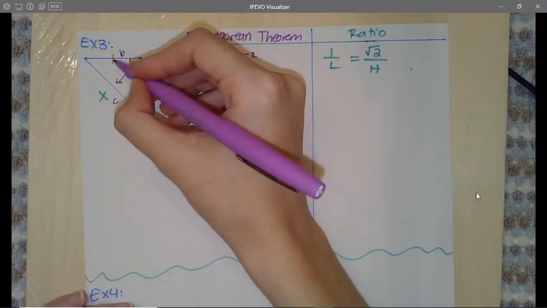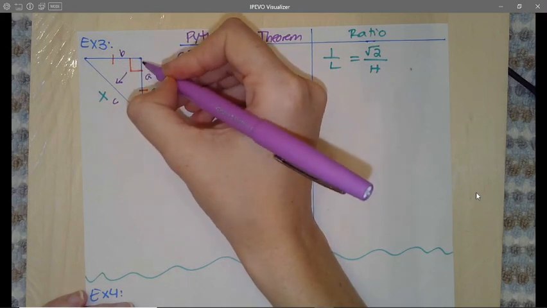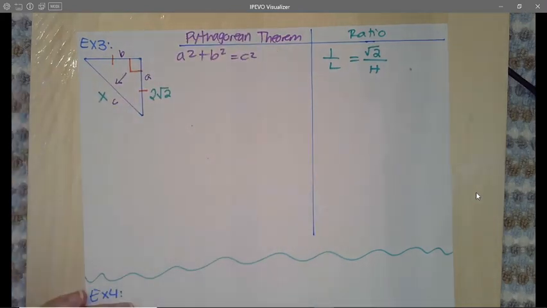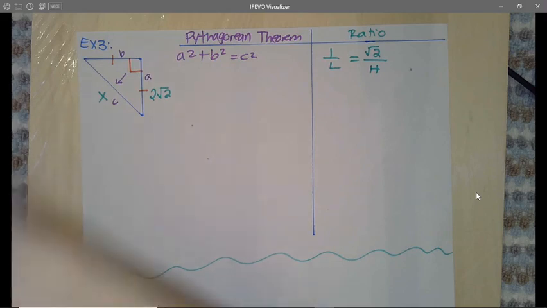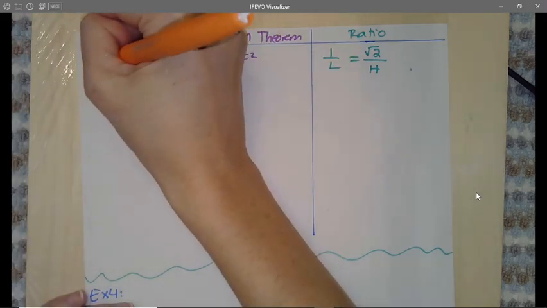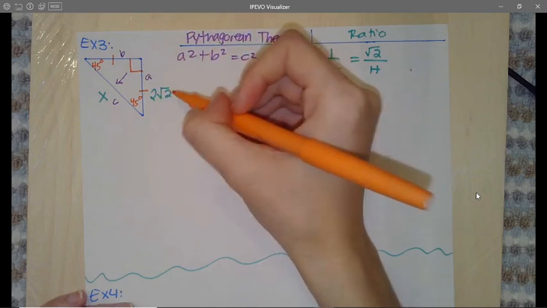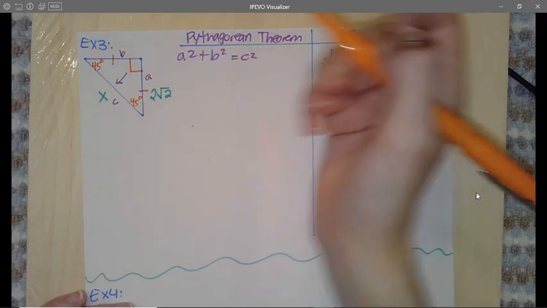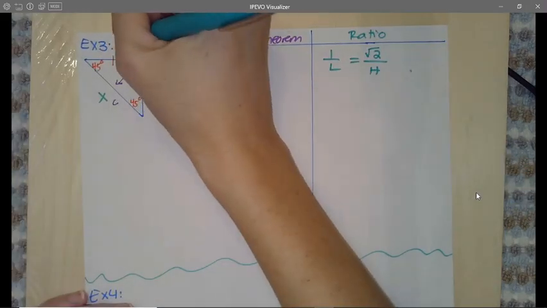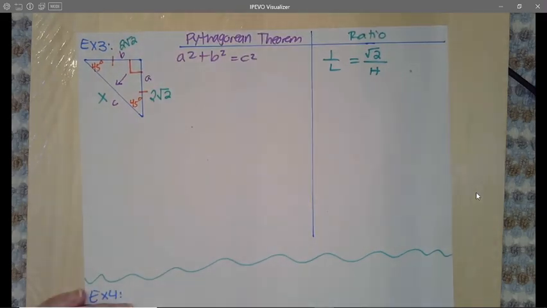Okay, and since it is isosceles and it's a right triangle, guess what kind of triangle this is? It is a 45, 45, 90 triangle. Look at that. Which means if one side is 2 root 2, the other side will also be 2 root 2. Alright, well, let's set this thing up.